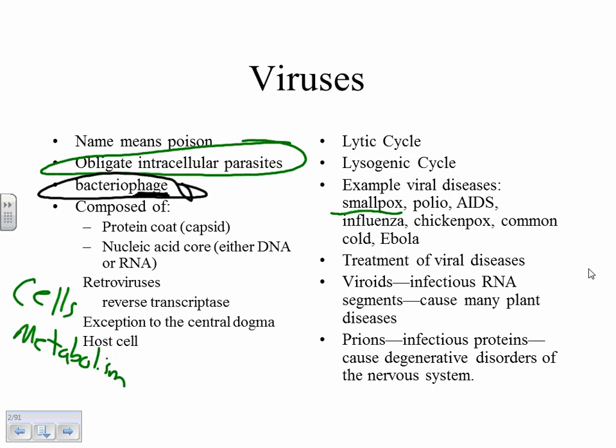AIDS or HIV, obviously is viral. The flu, influenza. Most of the time we don't get all that worried about the flu, right? But if there's something that's going to kill a lot of us in the world today, probably is. Because what does it do very, very well? It mutates and it spreads.